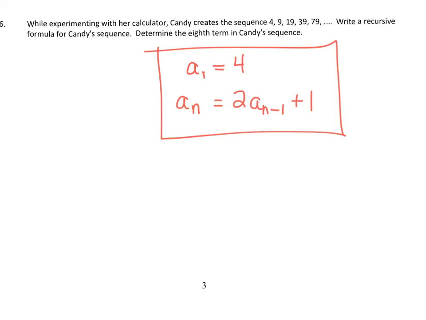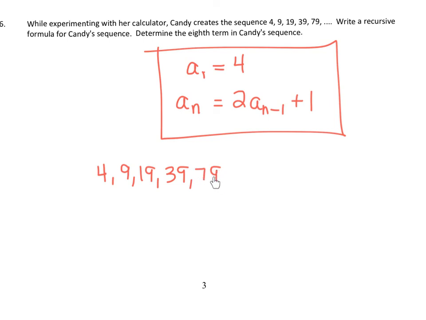Okay, now it says to determine the 8th term. Now let's think about it. We already know the first term, the second term, the third term, the fourth term, and the 5th term. So really, we don't have that many more to go. Okay, I wrote them out down here. So again, we know the first 5 terms. And what we said was we're doubling. If we want to find the next term, we double this term and add on 1.